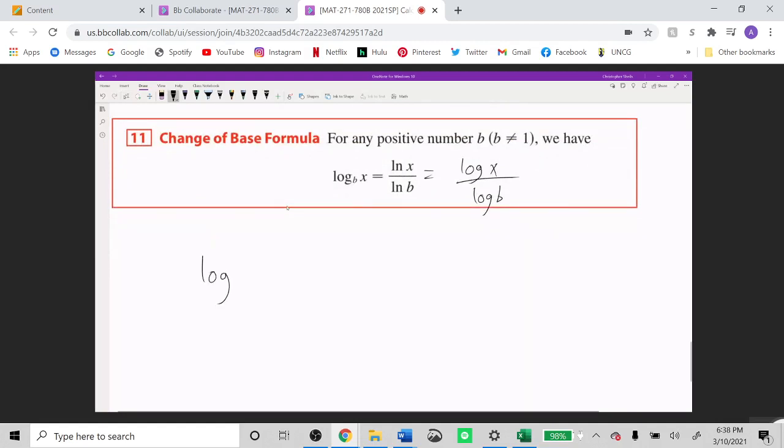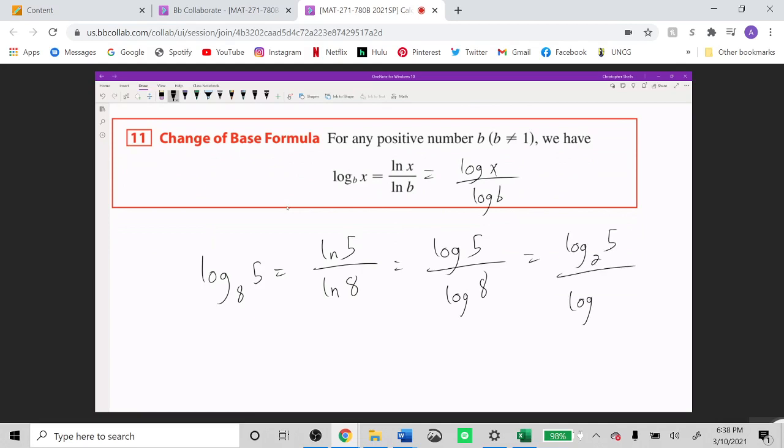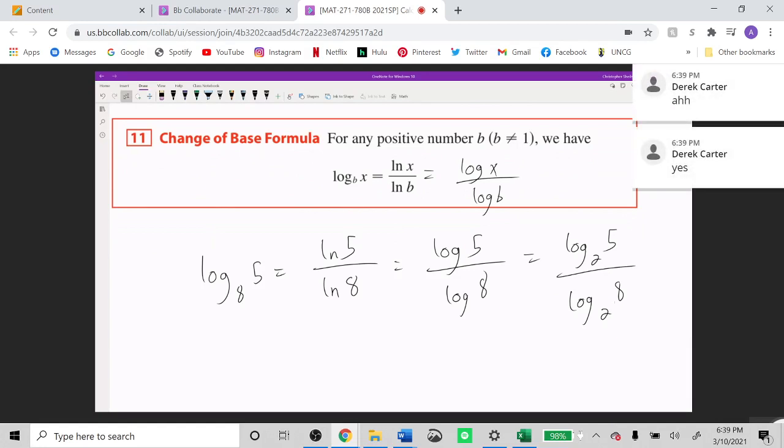An example of this is that log base 8 of 5 is equal to natural log of 5 divided by natural log of 8. Or log of 5 divided by log of 8. Or, this could be anything. Log base 2 of 5 divided by log base 2 of 8. As long as the base in the numerator and denominator match, this is true. Does that make sense? Yes. Okay.